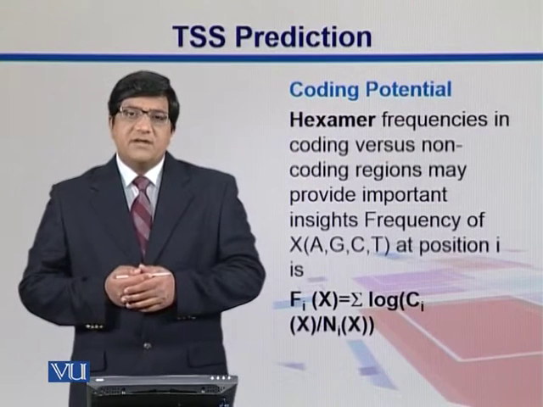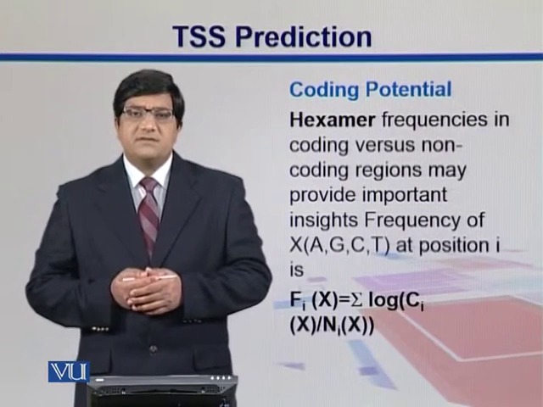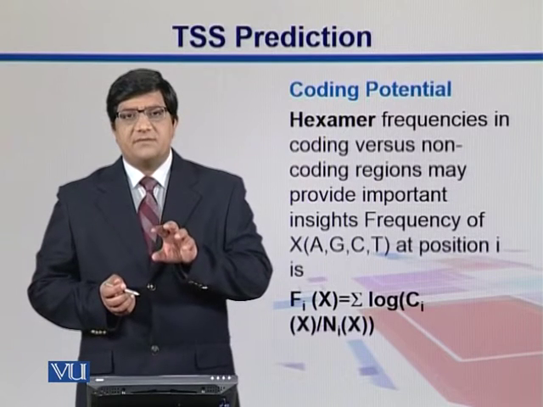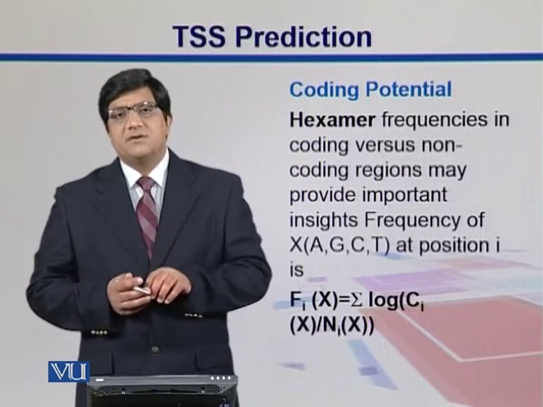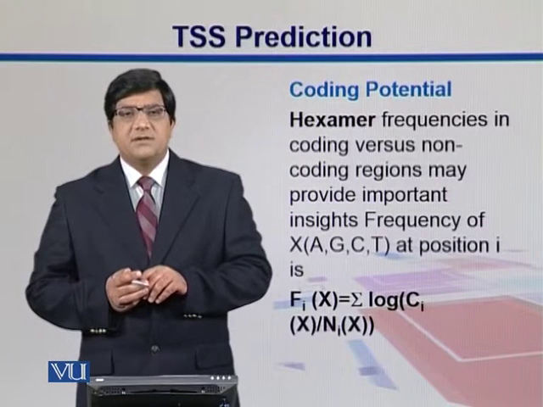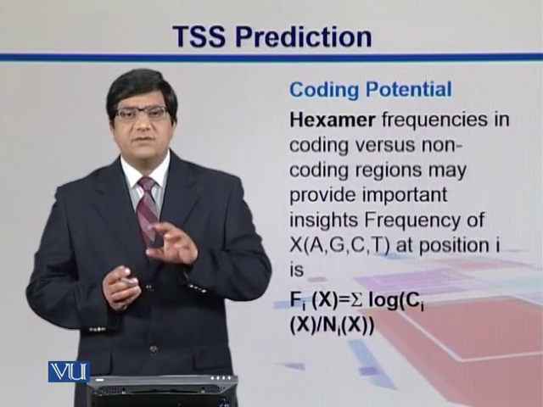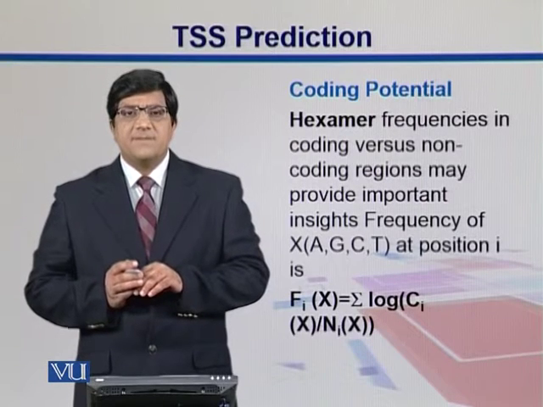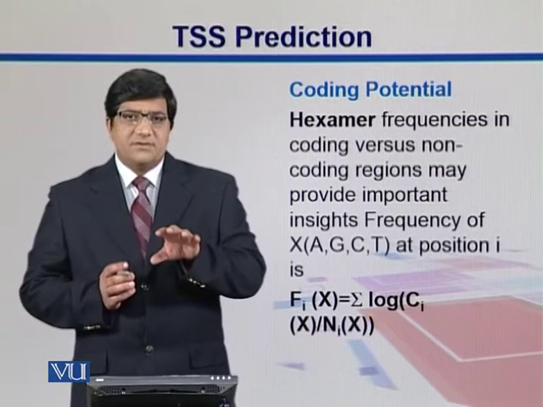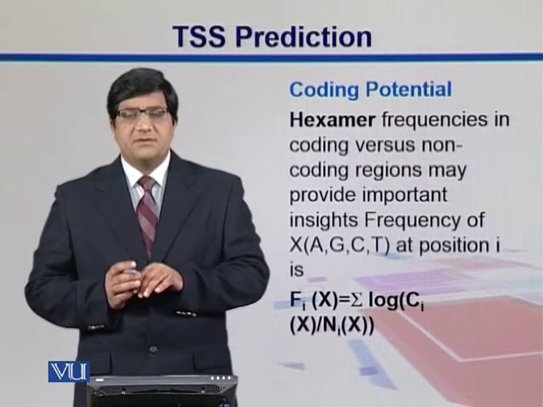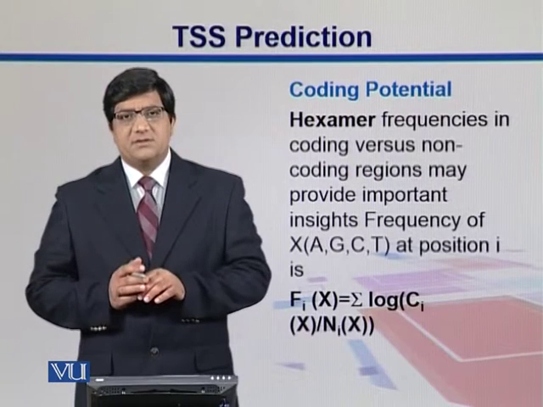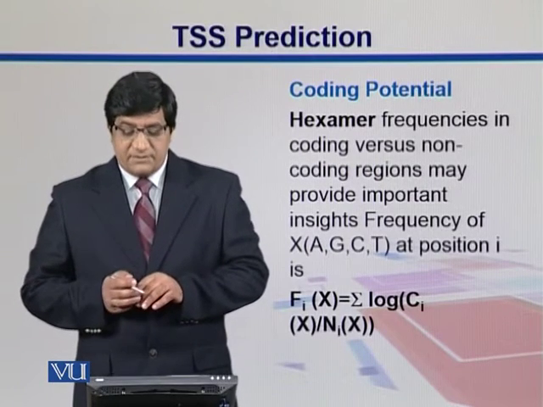For this, what we can do is, since these TSS are present as triplet codons, we can take hexamer frequencies from all those sequences, and then on those hexamer frequencies we can observe which hexamers are present around those particular TSS. So this is how we do that.